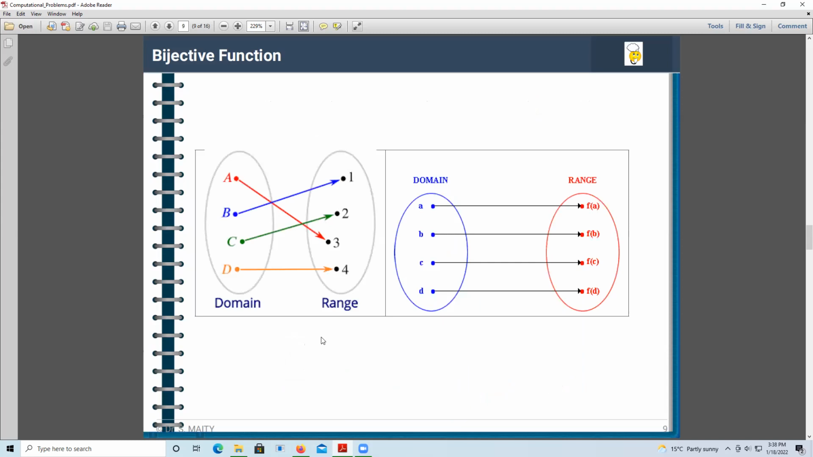Okay. A bijective function can also be viewed as a permutation if either the domain or the range has values that are natural numbers: 1, 2, 3, 4, etc. For example, here the range is a set of natural numbers 1, 2, 3, 4. In that case, every element will uniquely map to some number. Say A, B, C, D are the names of students, and 1, 2, 3, 4 are the roll numbers. So every student is uniquely mapped to some roll number.